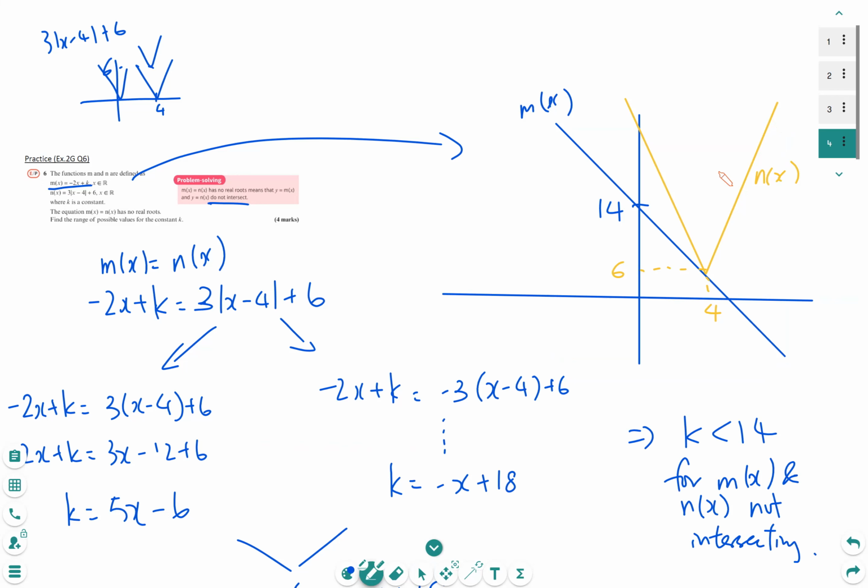Okay, this is a particularly hard question. It's a 4-mark question, but in terms of understanding, there's a lot to do.